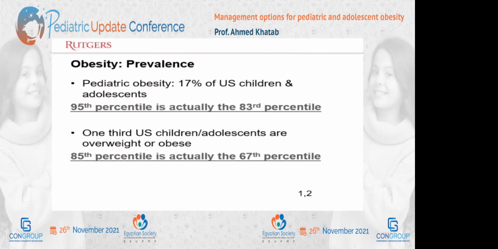Again, about a third of the US children are overweight or obese. In other words, they have a body mass index greater than the 85th percentile, making us think that the 85th percentile is actually the 67th percentile.